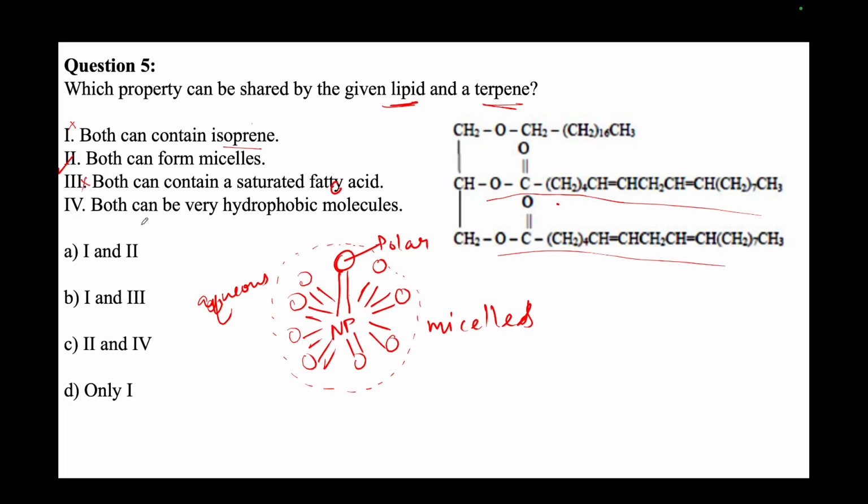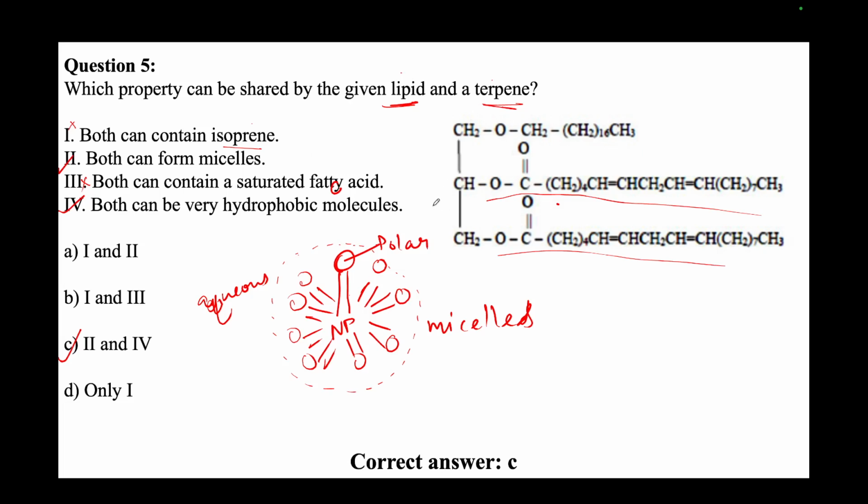Now, both can be very hydrophobic molecules. That is true because I told you they are forming micelles. That means they have hydrophobic properties. That's why they are forming micelles. So second and fourth are correct. So the correct option is C. The second and fourth statements are the properties that are shared by both a lipid and a terpene.